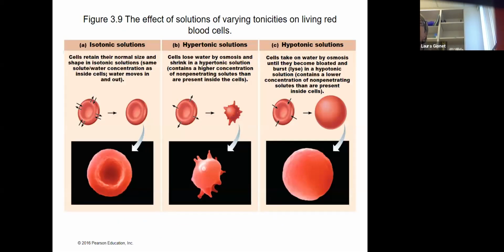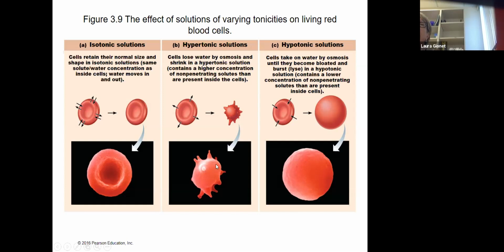This shows you some examples of the response of red blood cells in these different solutions. If we're in an isotonic solution, which is A, there's no real difference between the concentration or the osmolarity inside the cell versus outside the cell. The water concentrations are pretty much the same. And this is assuming that the solute is not going to move. We're just looking at the movement of water.